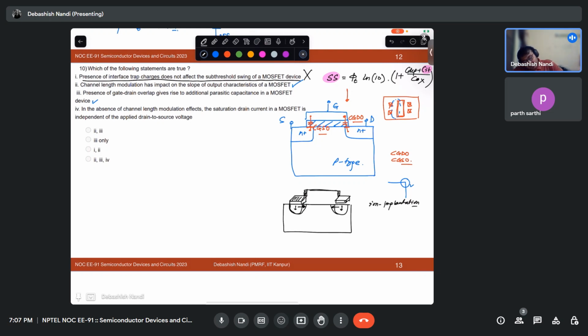So, in the absence of channel length modulation effect, the saturation drain current in a MOSFET is independent of the applied drain to source voltage. That is also true. So this is true, this is true, this is true. So 2, 3, 4 are true.